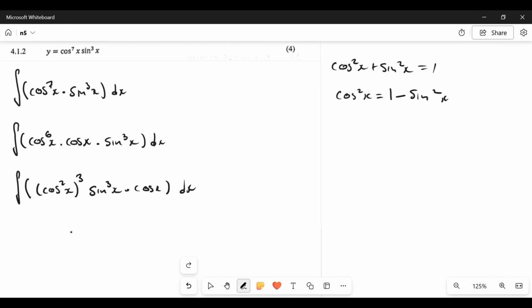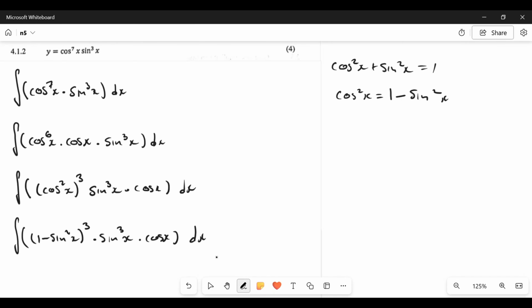So let's do it. Sigma, open bracket. So we're going to open this one here. Instead of writing cos squared x, we're going to write 1 minus sine squared x, close bracket, to the power of 3, multiplied by sine cubed x multiplied by cos x, close bracket, dx. There we go. So we're still simplifying, guys. We haven't yet integrated.